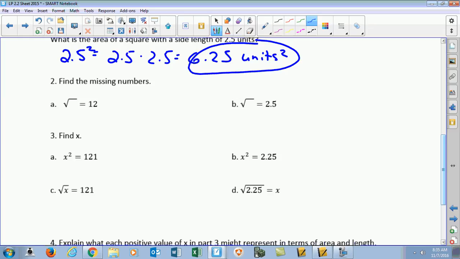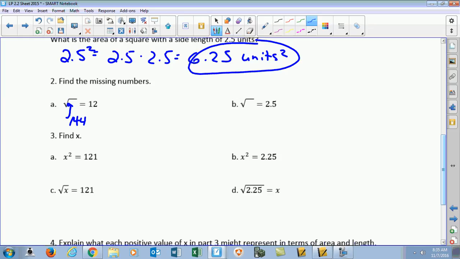Sure. All right, so the square root of some number is 12. What do you think? What number should go underneath here? What number's missing under here? The square root of some number is 12. 144, right?